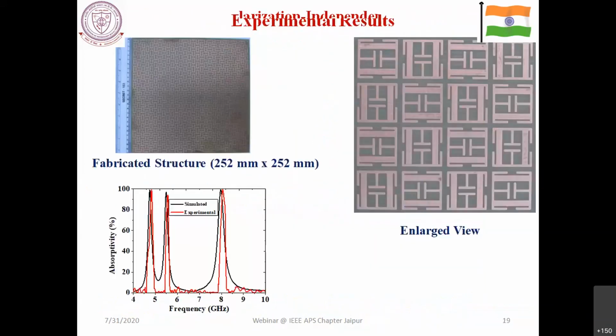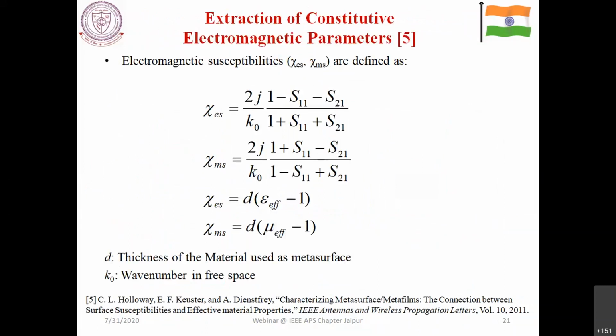Next question is, how to extract the material parameters when S21 is 0? What you can do is compute the surface electric susceptibility and magnetic susceptibility, from which you can get epsilon effective and mu effective. I will just suggest you go through this particular paper for the derivation of this particular expression.